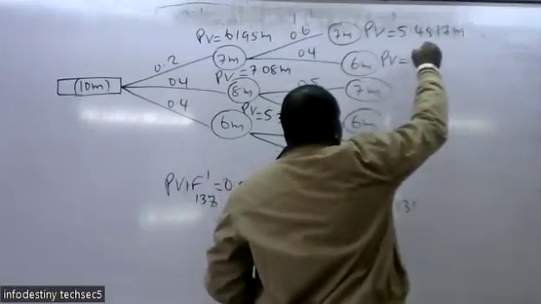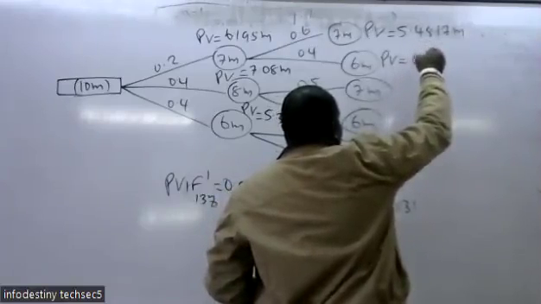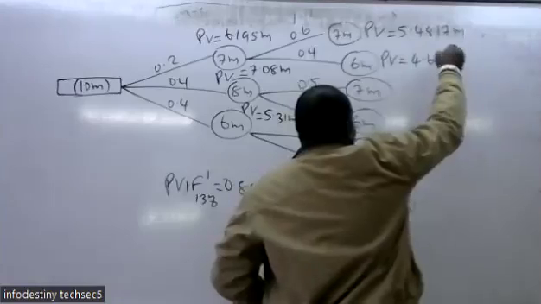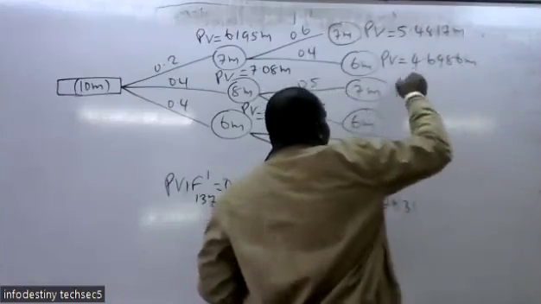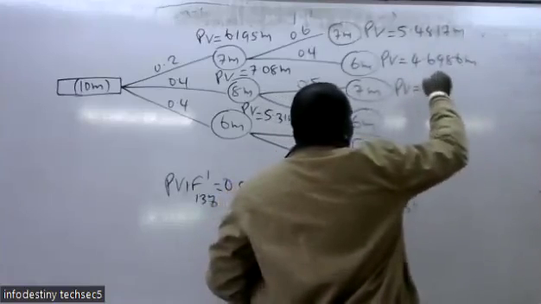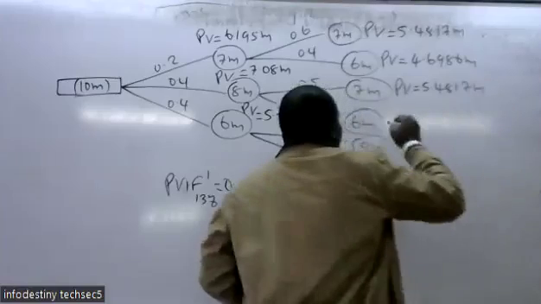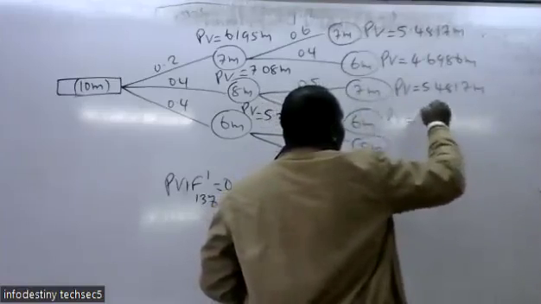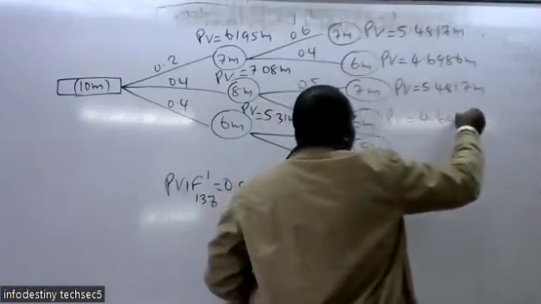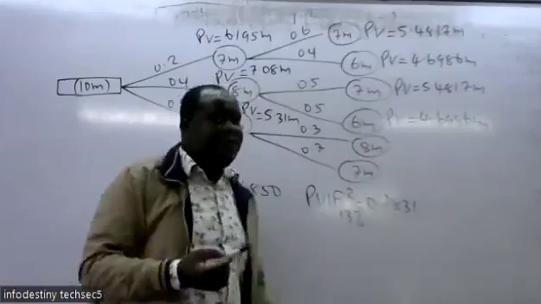Right, 4.6986. Is it 4 or 5? 4.6986. So the one for 7 million, we already have it up there. It was 5.4817. Also, the 6 million you already have. You have said it is 4.6986. Maybe you can now do the one for 8 million.